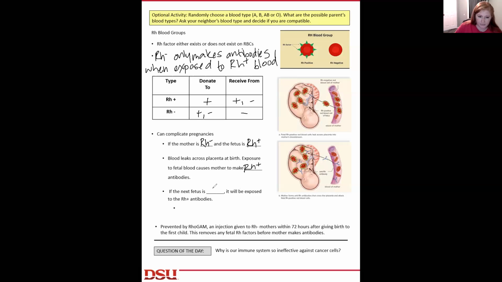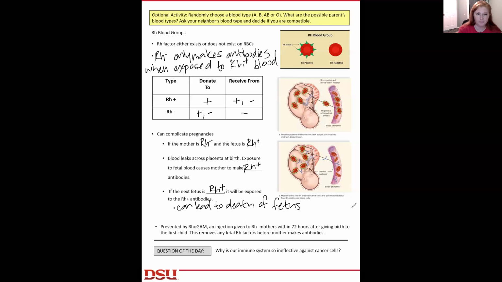Therefore, if the next fetus is RH positive also, it will be exposed to the RH antibodies that were made from the first birth. And this can lead to death of the fetus, and frankly, sometimes of mom too.